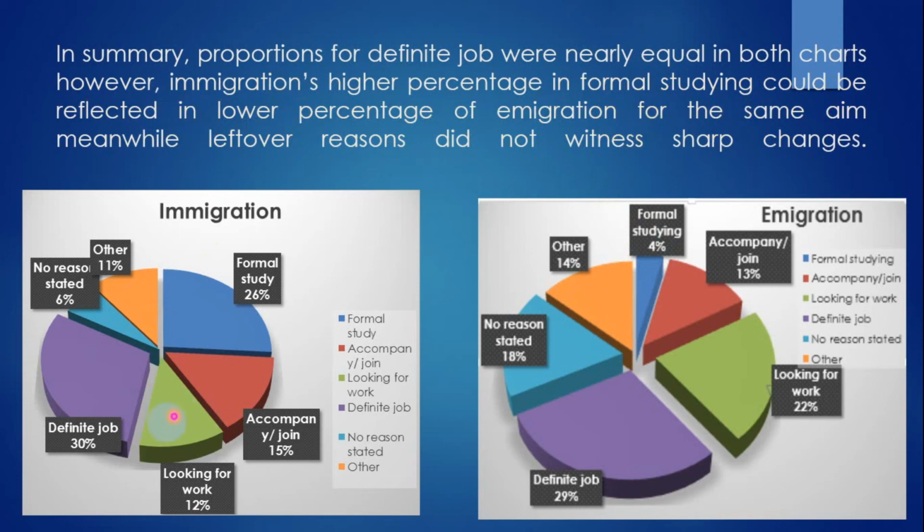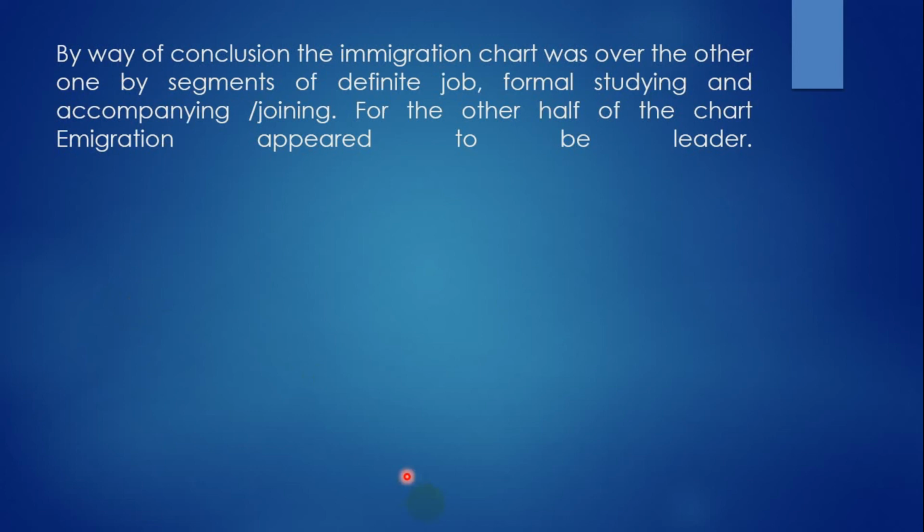And you can pay attention to the other segments. For example, accompanying and joining, 15, and here it is 13. And for example, here, the segment of other, it is only 11 persons for immigration and 14 for the emigration. Therefore, leftover reasons didn't witness sharp changes. This sentence structure has been written to show that there was no big change between two pie charts, especially for those parts. And the last one.